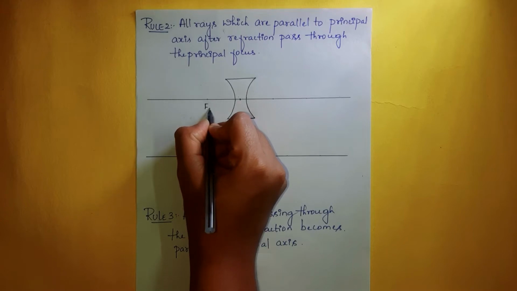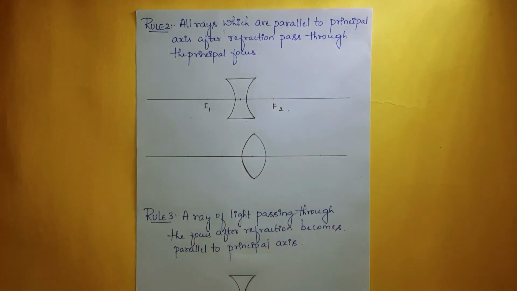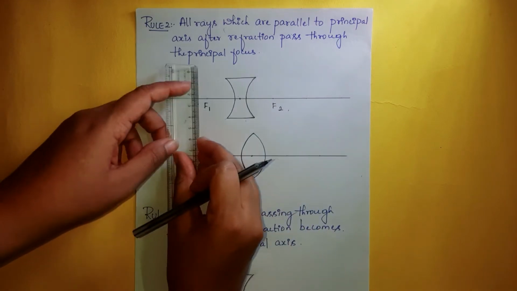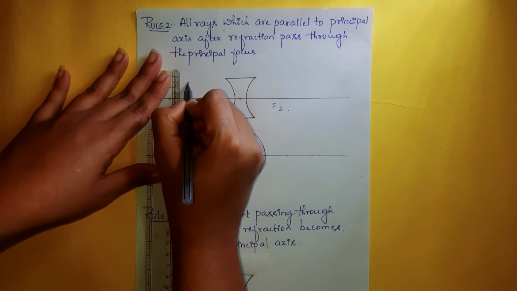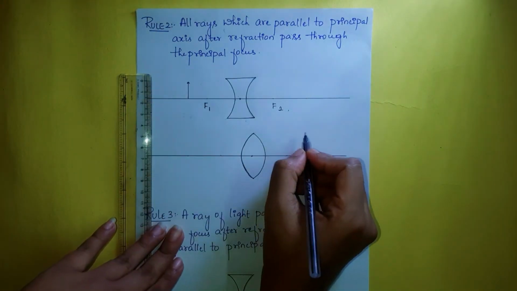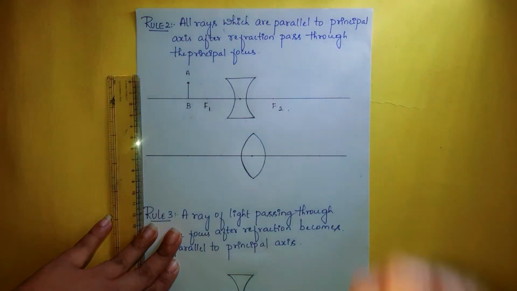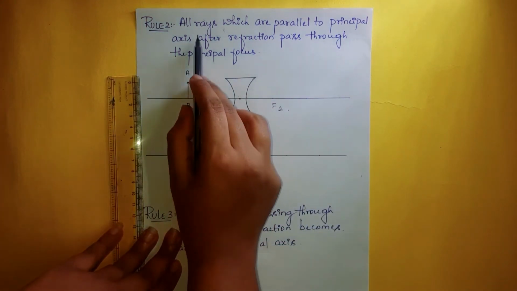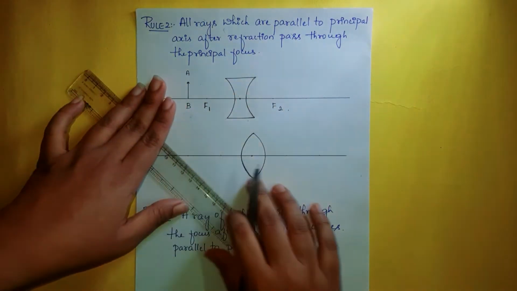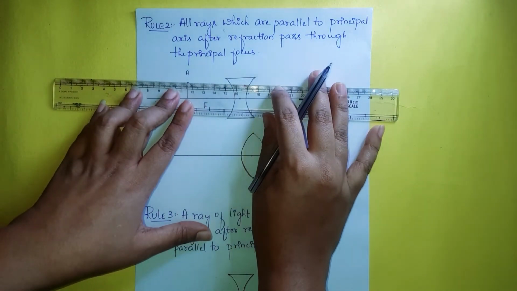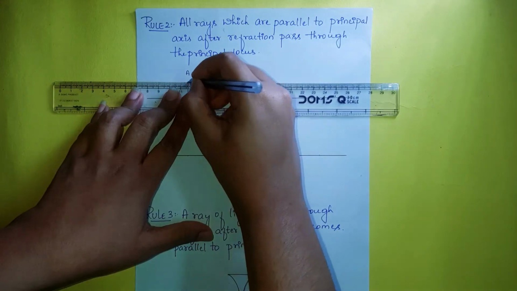Now I'll name it as F1 and F2. First we'll place an object. In order to place an object, I have to draw a vertical arrow mark. Now we shall name it as A and B. Now the rule states that all the rays which are parallel to the principal axis. So now I'll draw a line which is coming from the object and it should be parallel to the principal axis.